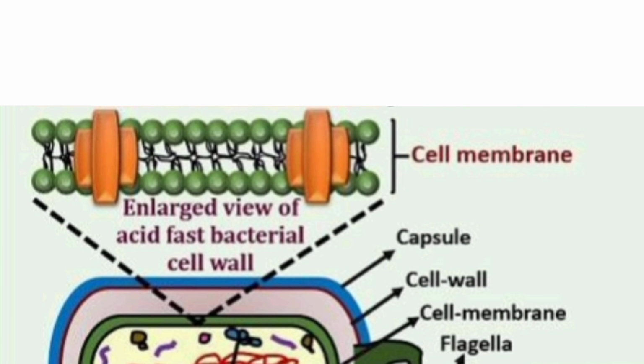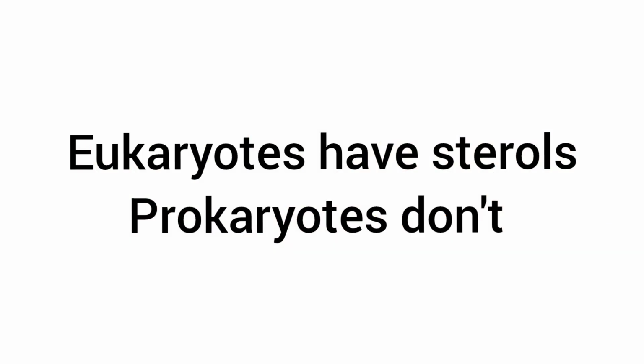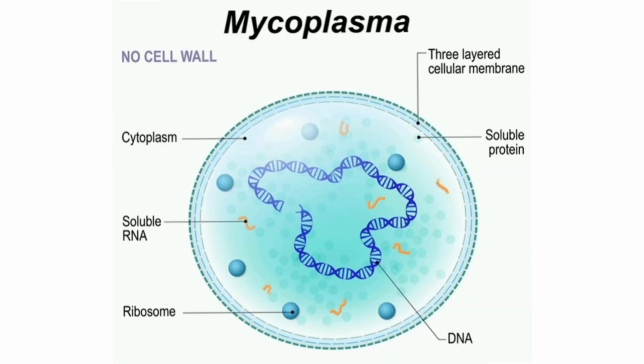It is composed of a phospholipid bilayer, similar in microscopic appearance to that in eukaryotic cells. So they are chemically similar, but eukaryotic cell membranes also contain sterols, but the prokaryotic cell membrane does not contain sterols. But there is an exception, which is mycoplasma. Mycoplasma is a bacterium that has no cell wall. The only outermost membrane of this bacterium is the cell membrane, and it also contains sterols.